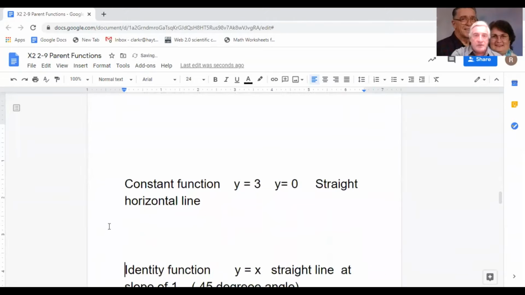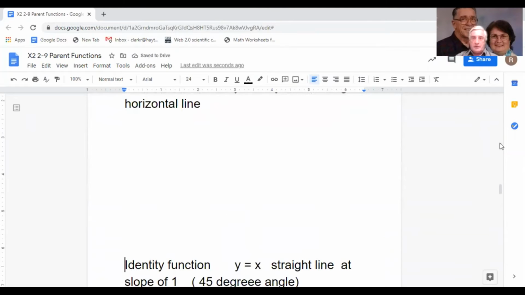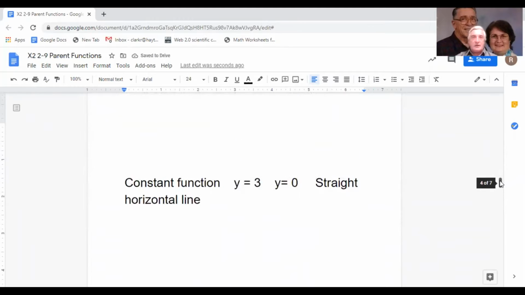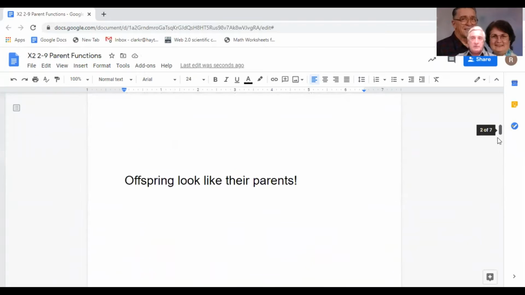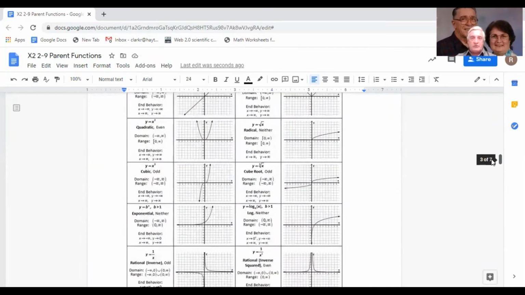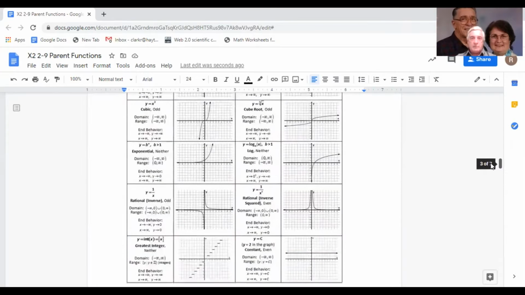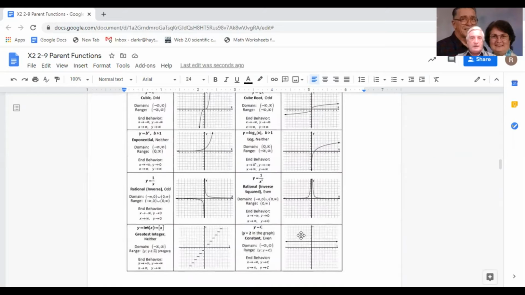I have the constant function. It's a straight horizontal line. Y equals 3, y equals 0, y equals negative 17. Which one of these looks like a straight line? This one right here. Y equals 3. It goes straight across. We call it a constant function because y is set equal to a constant, not an x.